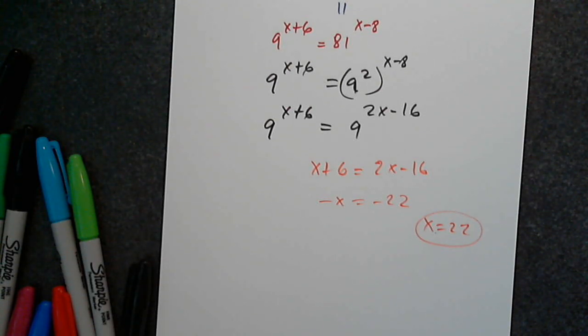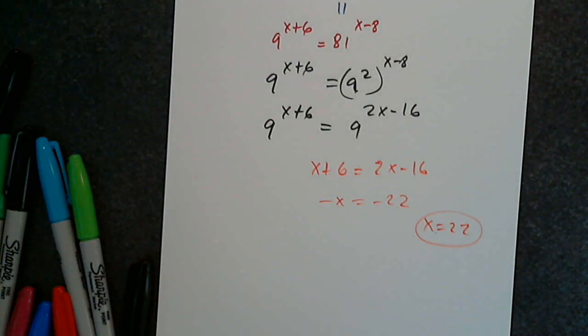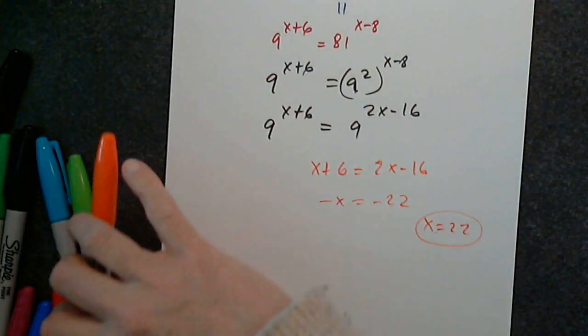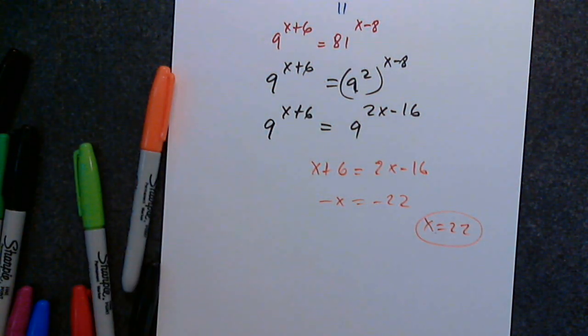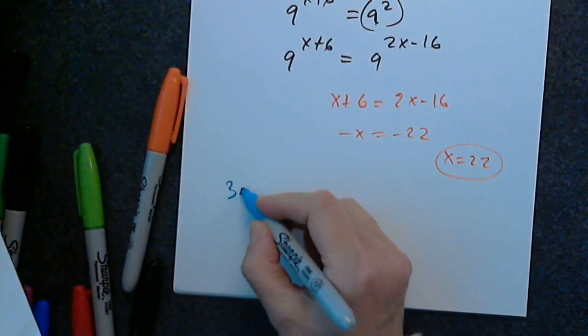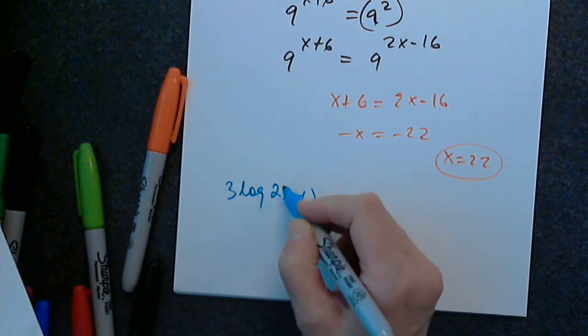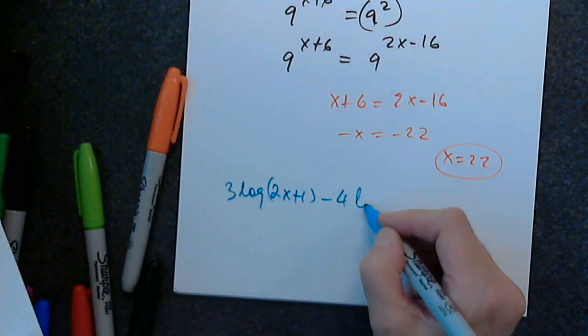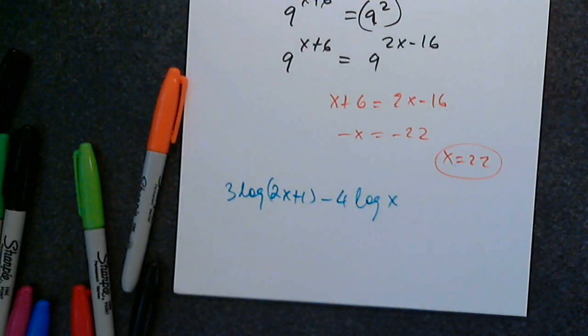Any questions? Moving on then. Okay, going backwards to number 10. Number 10 we're asked to condense. And we have 3 log(2x + 1), common log, and minus 4 common log x.